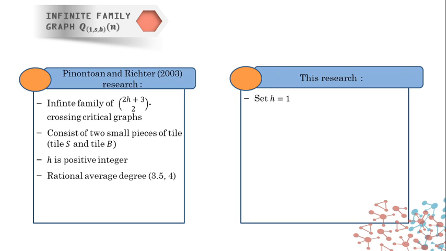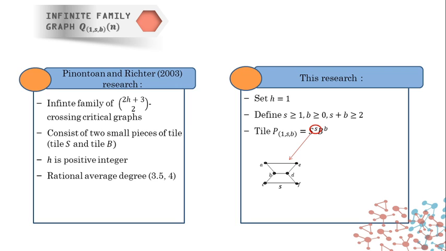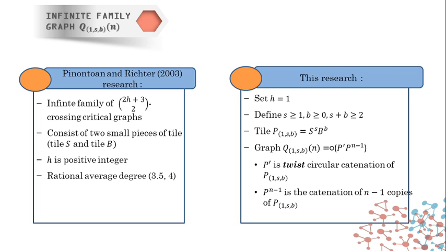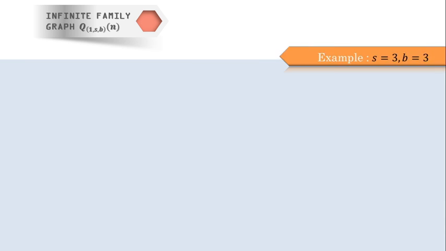In this research, H is set equal to 1 and we define S more than or equal to 1, B more than or equal to 0, S plus B more than or equal to 2, for the tile P1SB equal SB, where S and B are tiles, thus the catenation of S copies of tile S and B copies of tile B in linear fashion. And the graph Q1SBN equals P twist P^(n-1), where P twist is the twisted circular catenation of P and P^(n-1) is the catenation of n minus 1 copies of P.